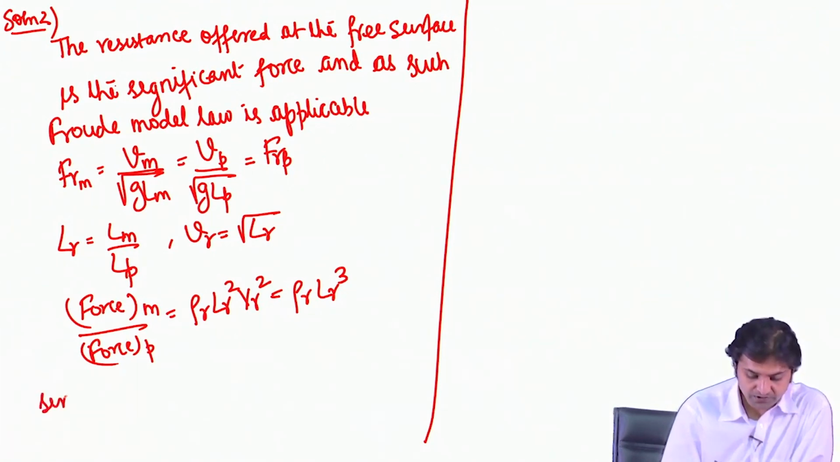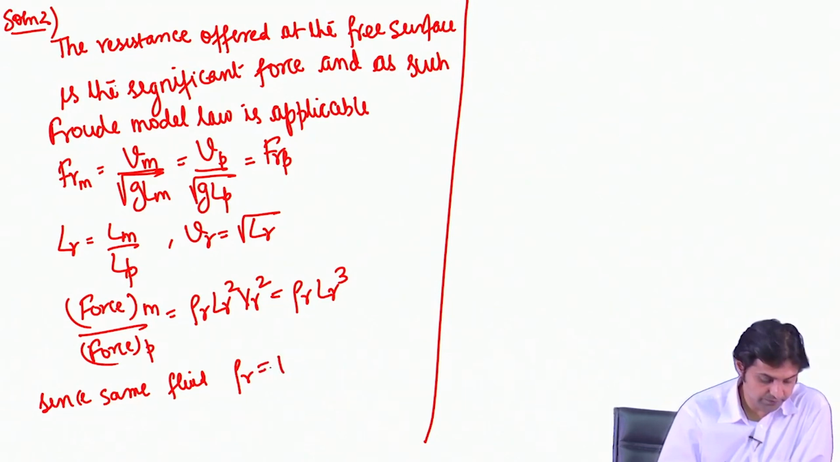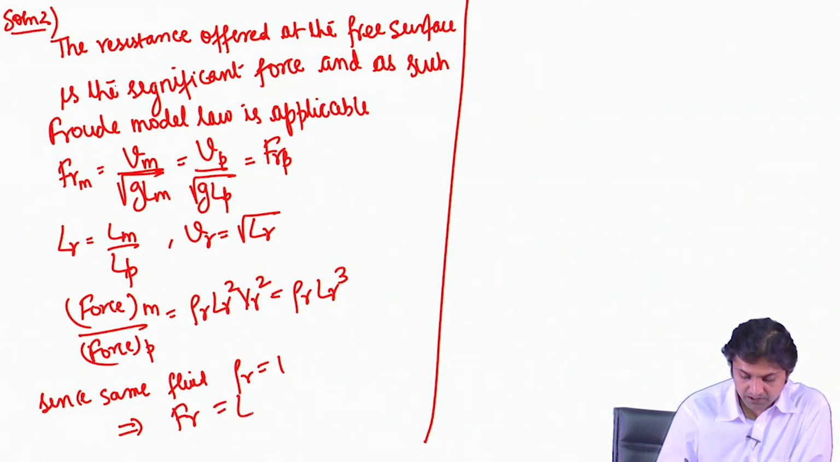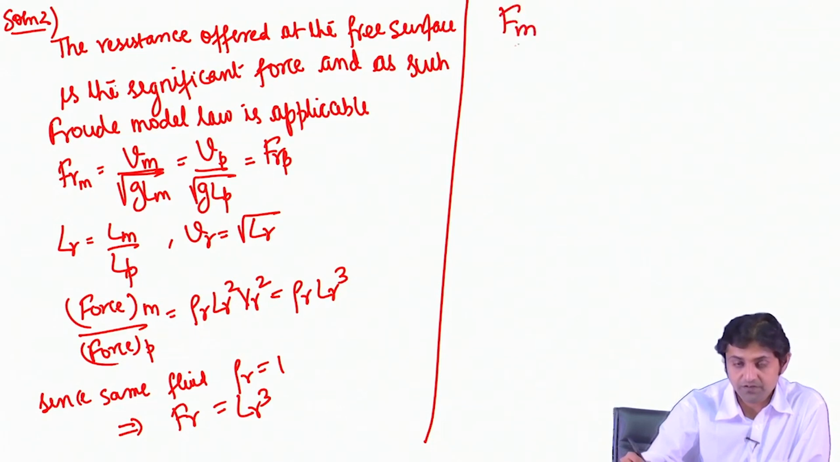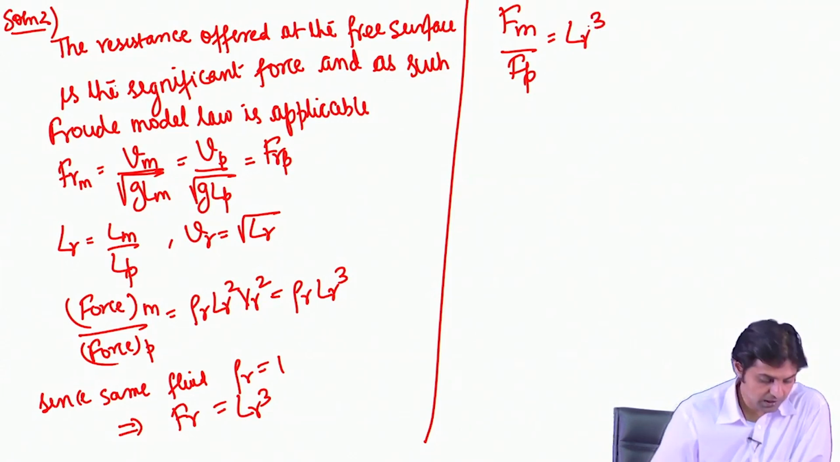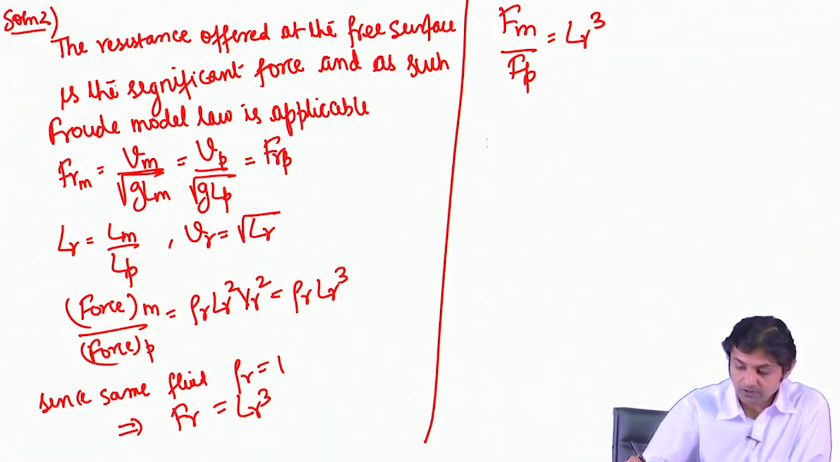Since the same fluid is there, therefore rho r is equal to 1. This implies Fr is Lr whole cube, or in other terms, Fm by Fp is equal to Lr cube. So Fp, the force in prototype, is the force in model divided by Lr cube.